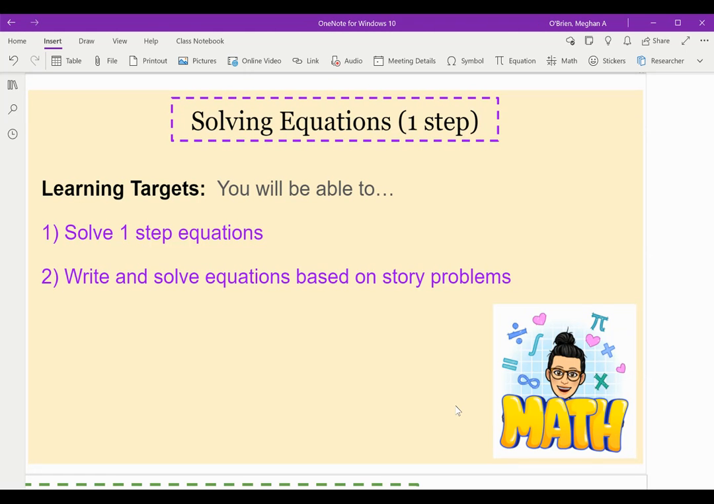Hey everybody, welcome to Module 6, and it is all about solving equations, just one-step ones. Learning targets: you will be able to solve one-step equations, and you're also going to be able to write and solve equations based on story problems.